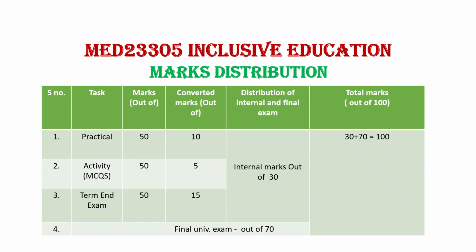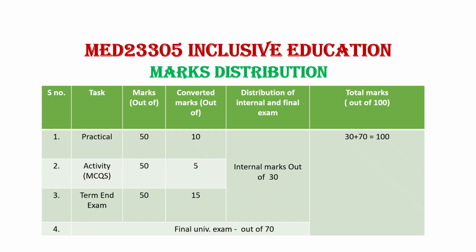So this is the marks distribution of this course. Basically, the tasks which we have to complete will be practical, activity, term end exam, and final university exam. So the internal marks will be 30 and external, meaning final university marks, will be 70. So in this way, you will get marks out of 100: 30 internal and 70 final university exam.